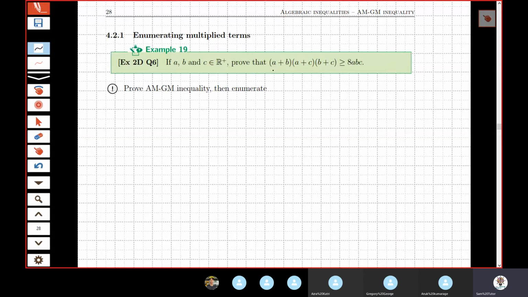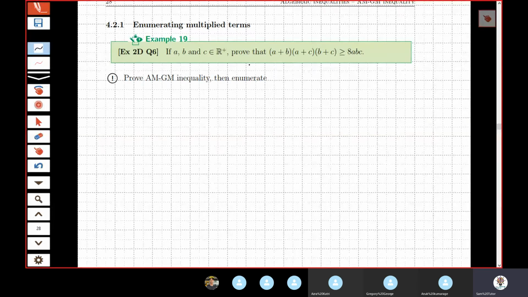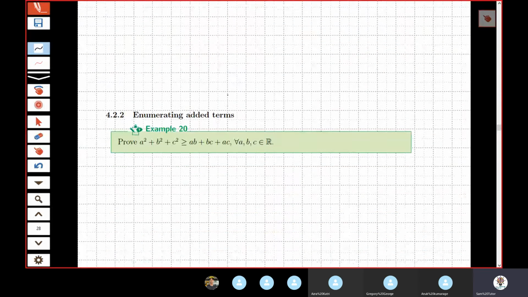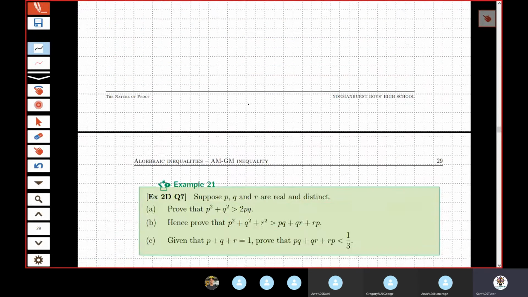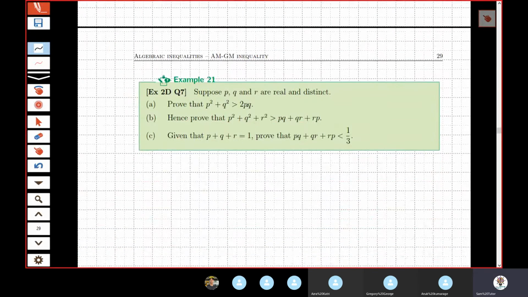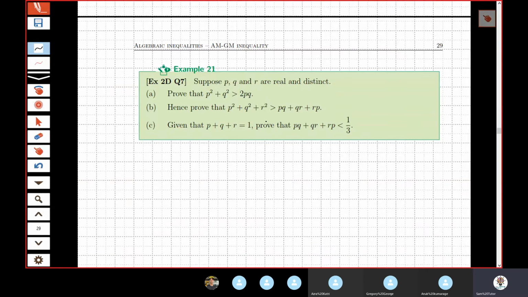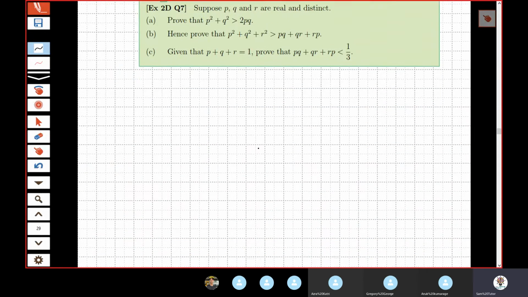Enumerating multiplied terms, prove that... All right, I don't know if we're ready for that. Maybe for this. Is this? Yeah, maybe that. Maybe we'll start with this one. Okay.